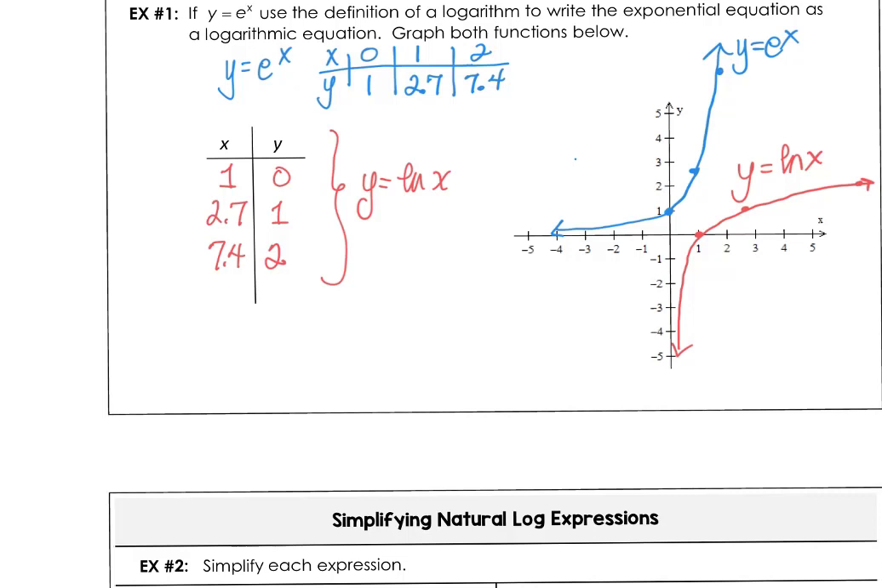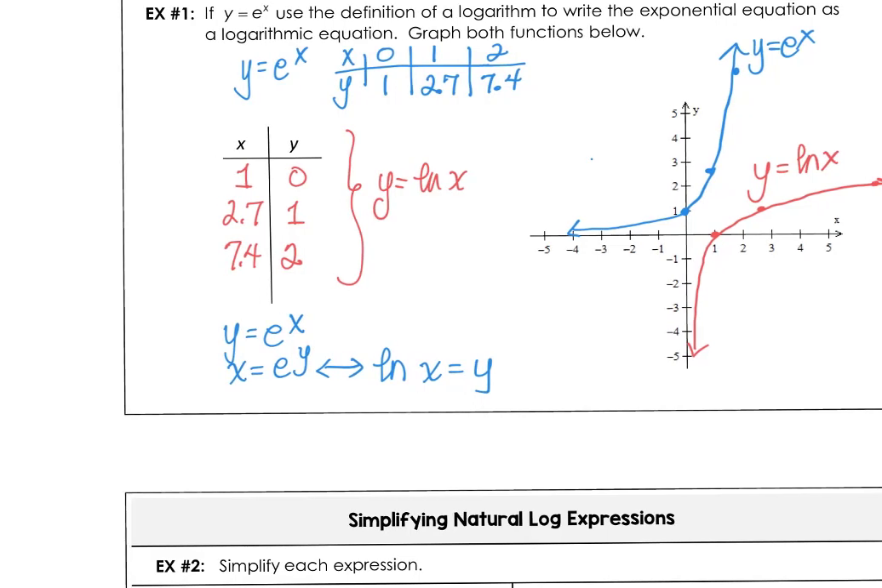Then algebraically, if we consider y equals e to the x, if we change the x to y and the y to x, and we rewrite this, we would say the natural log, or log base e of x, is equal to our y. This is my inverse property. So y equals e to the x is the inverse of the natural log of x.